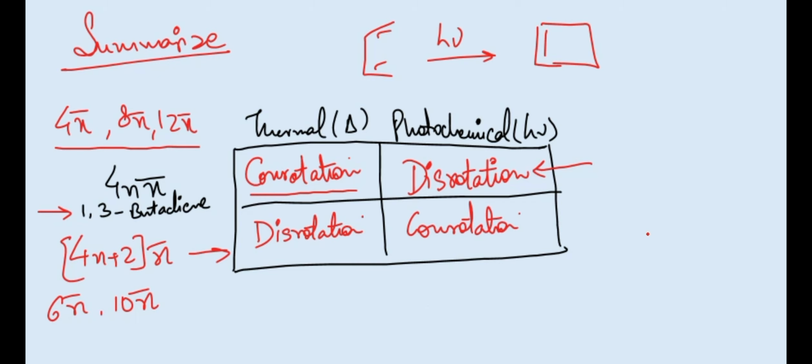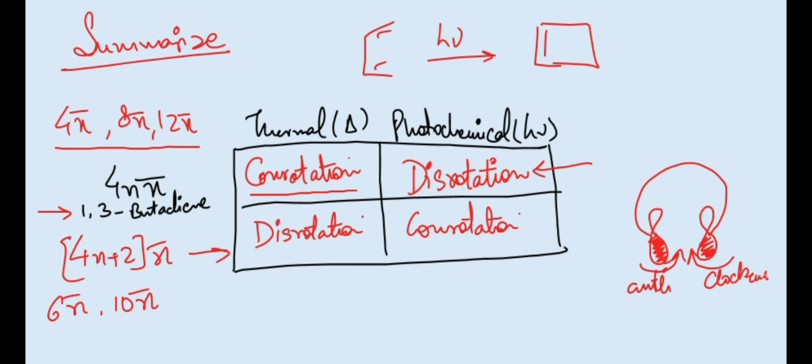So if I quickly give you an example of a 6 pi system, 1,3,5-hexatriene. If you see the HOMO for 1,3,5-hexatriene, you will observe that both the shaded regions were on the same side, and one will be anti-clockwise, the other one will be clockwise. And when these are different, we call it disrotation.